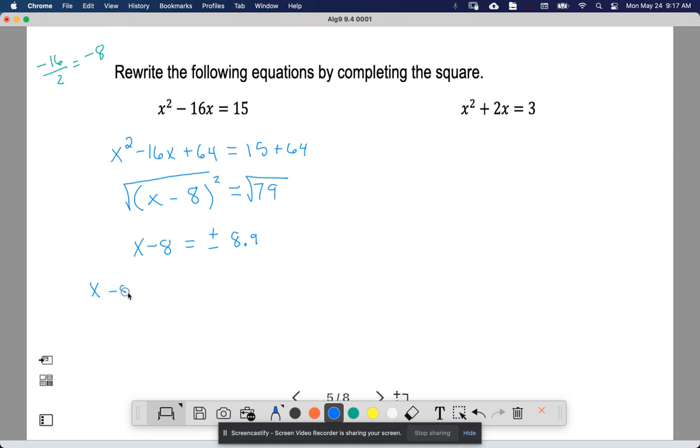And again, two equations. So x minus 8 is going to equal that 8.9. And x minus 8 is going to equal the negative 8.9. So here, obviously, we're adding 8 to both sides. So my x is going to come out to around, if I'm adding 8 more to that, that's going to turn it into 16.9. And again, adding 8 to this. So that was a negative, and I'm adding 8. So my other x is going to be right around 0.9. And there are my two answers.